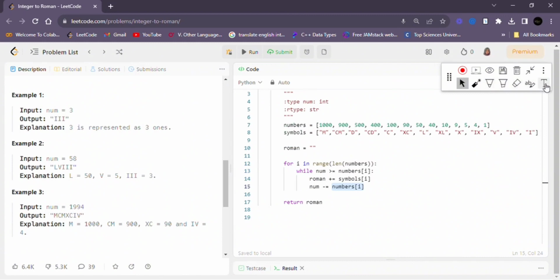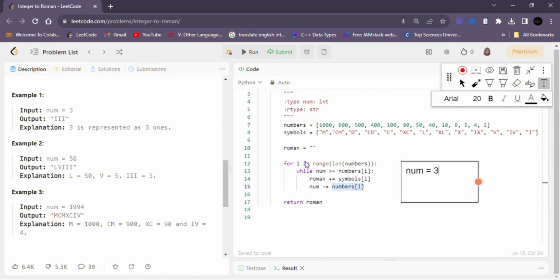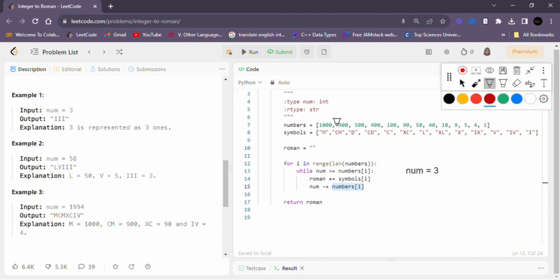Now, for example, we have 3 in num. For i in range, what is i here? First of all, i is at the 0th index, and numbers of i is 1000. In the while condition, num should be greater than or equal to numbers of i, which is 1000. Is 3 greater than or equal to 1000? No, it is not, so the while loop will not run.